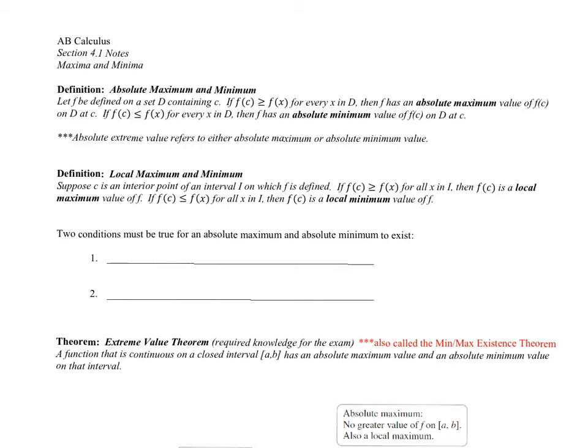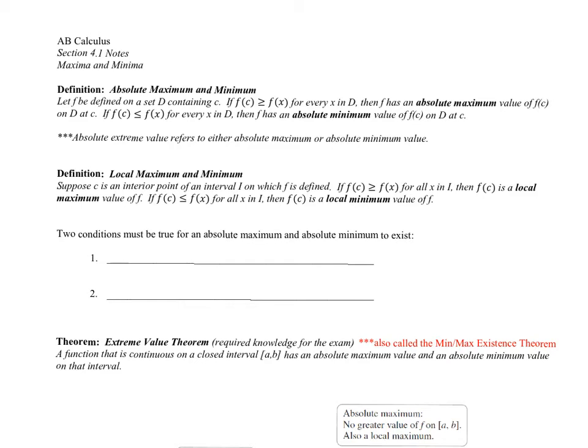A definition written in a similar way: suppose that c is an interior point of an interval I, on which f is defined. Now we're taking this set D, which didn't necessarily have endpoints, and could possibly have been an infinite interval, where there's no limit to the right end or the left end. Now we're going to limit that right end and left end and call this interval I. Same definition: if f of c is greater than or equal to f of x for all x in I, then f of c is a local max. If f of c is less than or equal to f of x for all values in I, then f of c is a local minimum.